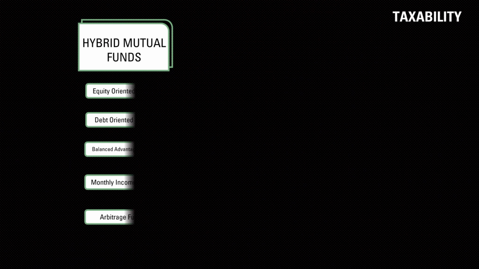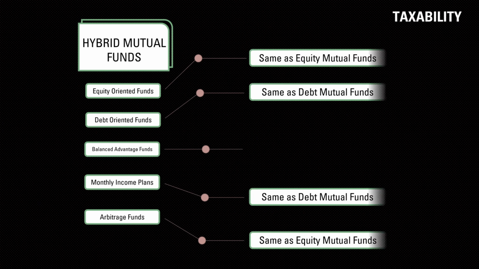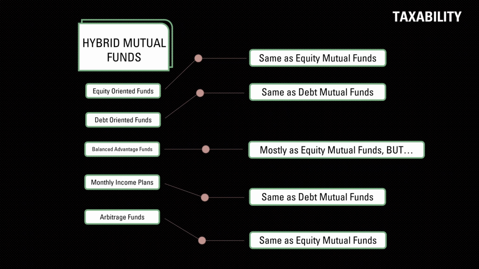But there is something to be said for hybrid mutual funds. So for hybrid funds, as you can see here, for these 4 types, they are treated accordingly as mentioned. Now, when it comes to balanced advantage funds, mostly they are treated as equity mutual funds, but there are cases when they may be treated as debt funds as well.